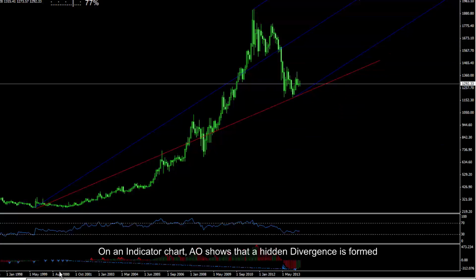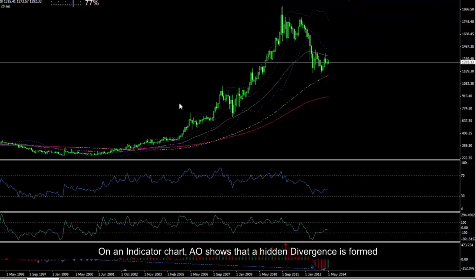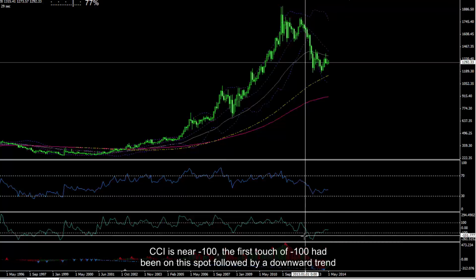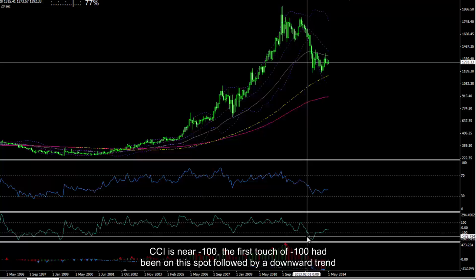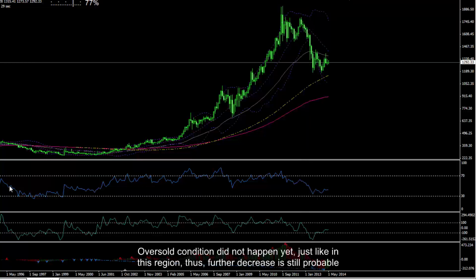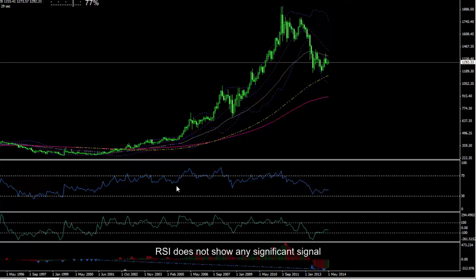On an indicator chart, AO shows that a hidden divergence is formed. CCI is near -100. The first touch of -100 was on this spot, followed by a downward trend. The oversold condition has not happened yet, just like in this region. Thus, a further decrease is still possible. RSI does not show any significant signal.